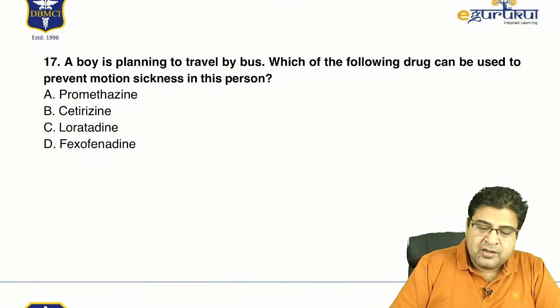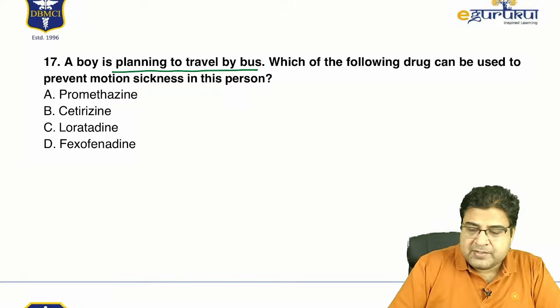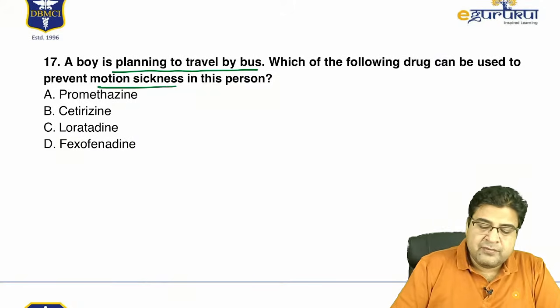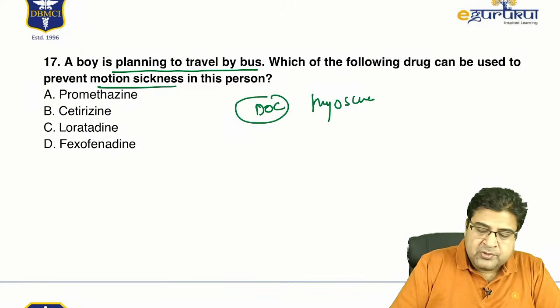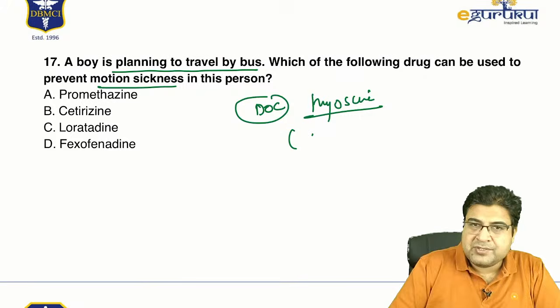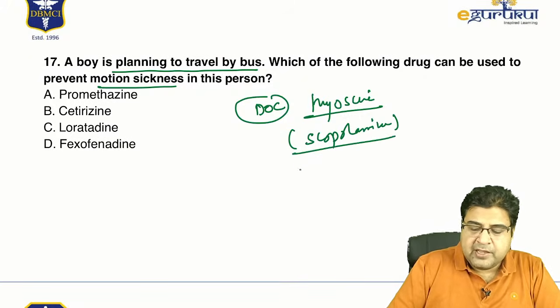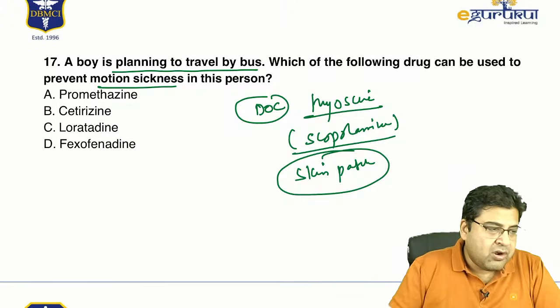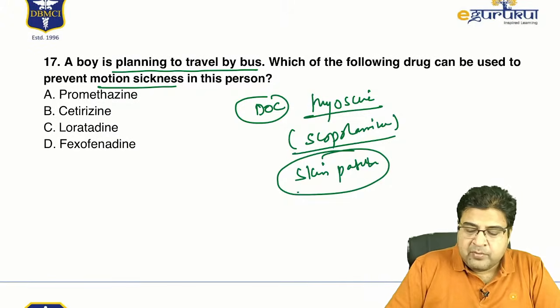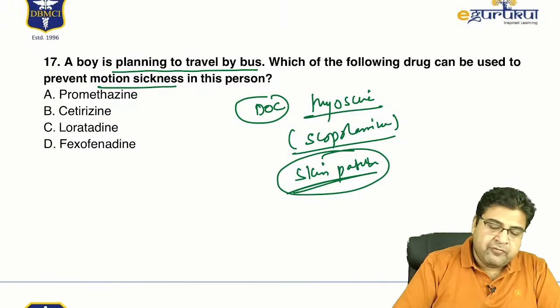Question number 17, a patient is traveling by bus and is prone to motion sickness. Which medicine can we give? The drug of choice for motion sickness is hyoscine, which is also known as scopolamine. This medicine can be given in the form of a skin patch, but that is not available in India. So in India, we give promethazine.